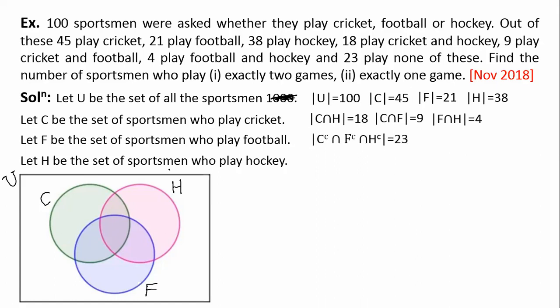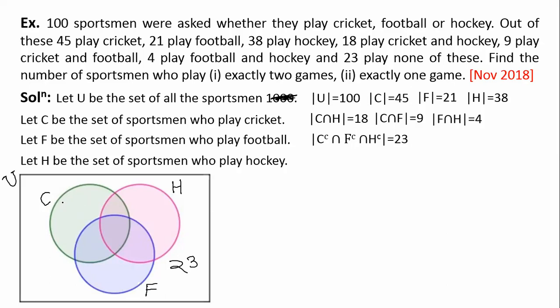And one more piece of information is given to us: 23 play none of these. So the cardinality of C complement intersection F complement intersection H complement is equal to 23. So we can write 23 here in this figure, and we know that set is nothing but C complement intersection F complement intersection H complement. And what is the complement of this? That is nothing but C union F union H.